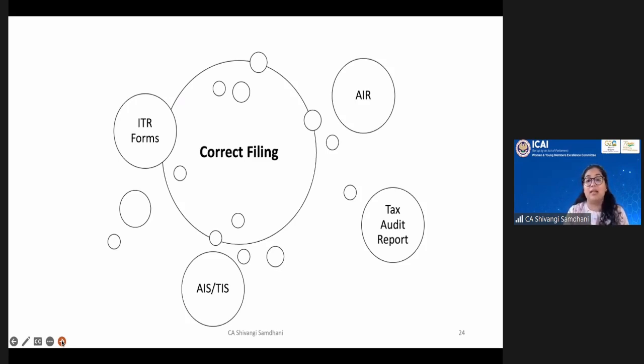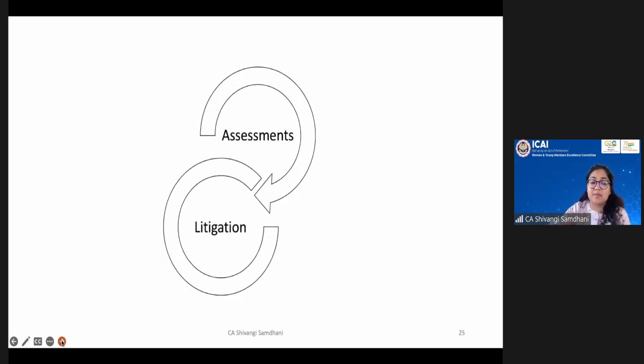Because of ITR forms, AIR, AIS, TIS, tax audit report, exchange of information across departments, the government is already having a lot of information about the assessees. Getting PAN and Aadhaar linked, and mentioning the mobile number everywhere which is linked with Aadhaar, the government is fetching a lot of information. If the return is not properly filed, then what happens? Then assessments take place, and assessments result into litigation.